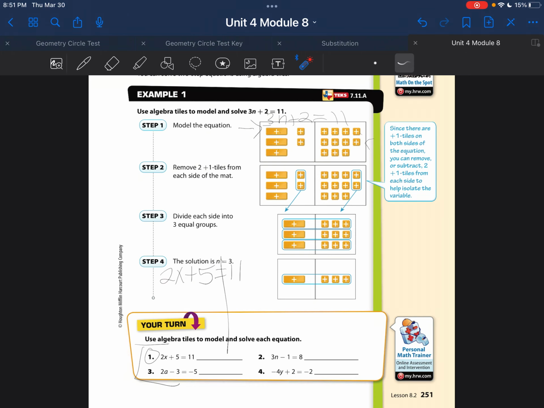Going after the 2 first would probably be a little difficult, so we're going to do the plus 5 first. In order to get rid of that plus 5 to be able to get x by itself, we have to do the opposite. Do you remember what the opposite of positive 5 is? Go ahead and notate that underneath. You should put negative 5.